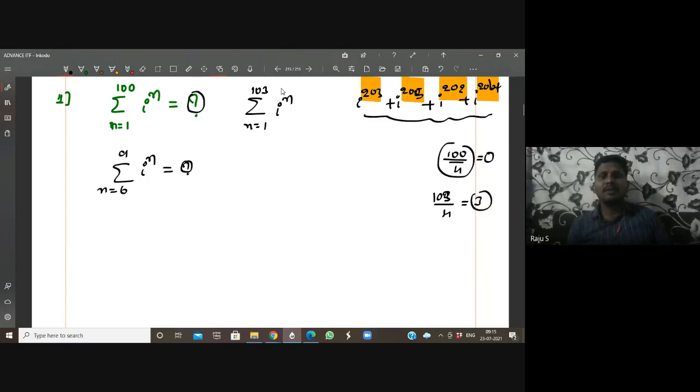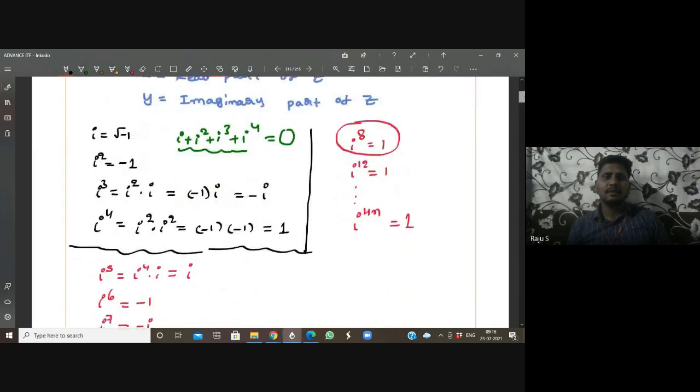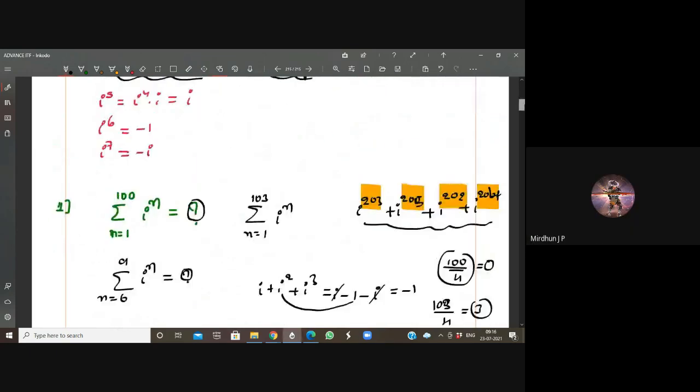Nothing but we are going to get iota plus iota square plus iota cube remaining. So what about this value? Minus 1, because iota cube is minus iota, so iota and minus iota get cancelled. Iota square is minus 1. So finally the answer is minus 1. Sir, I can't understand. Can you teach it again?